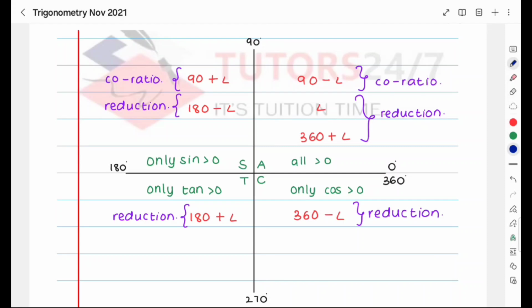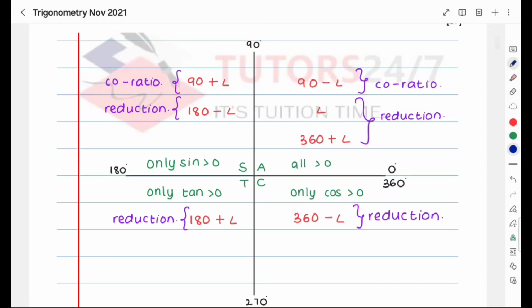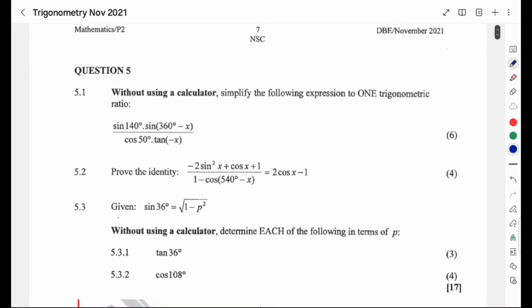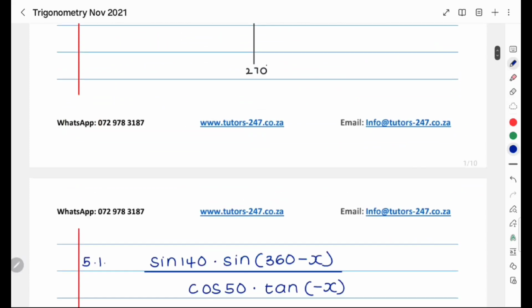This CAST diagram is very important. We are going to refer to it to answer all of the questions. Now, question 5.1, without using a calculator, simplify the following expression to one trigonometric ratio. So we are only supposed to have a single trig ratio. So let us get started.